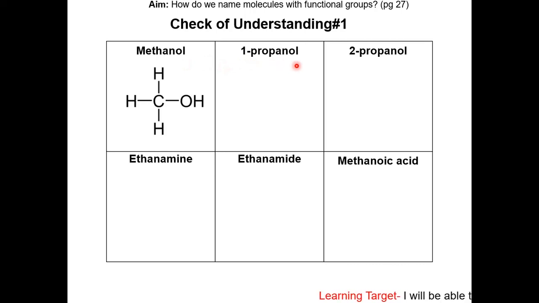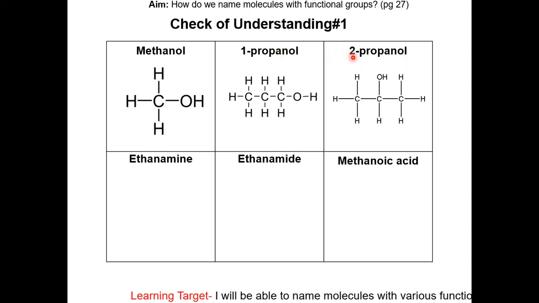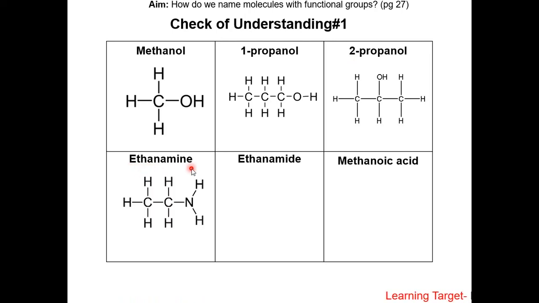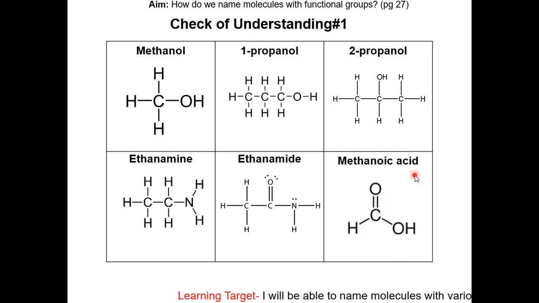Next, we have 1-propanol. It's also an alcohol with a 3 carbon parent chain. The OH group is on carbon 1. Next, we have 2-propanol, which is an isomer of 1-propanol. The OH group is on carbon 2. Next is ethanamine. It is a 2 carbon parent chain bonded to a nitrogen. Next is ethanamide. It is a 2 carbon parent chain with an amide functional group. And last is methanoic acid. It's a 1 carbon parent chain with an organic acid functional group.